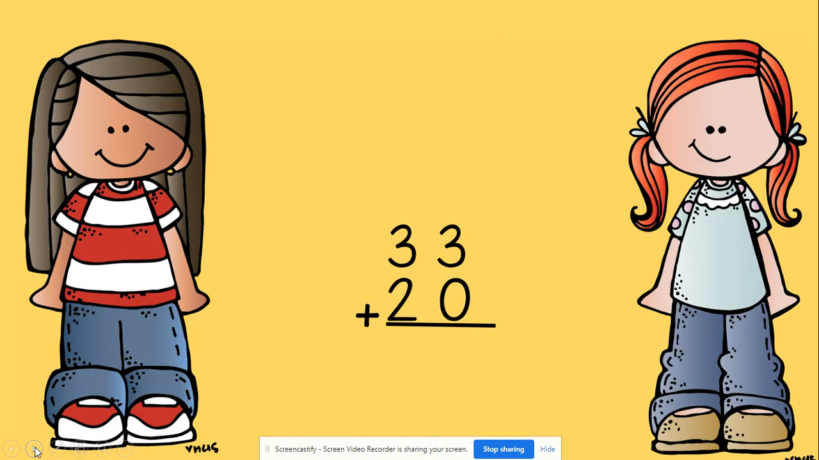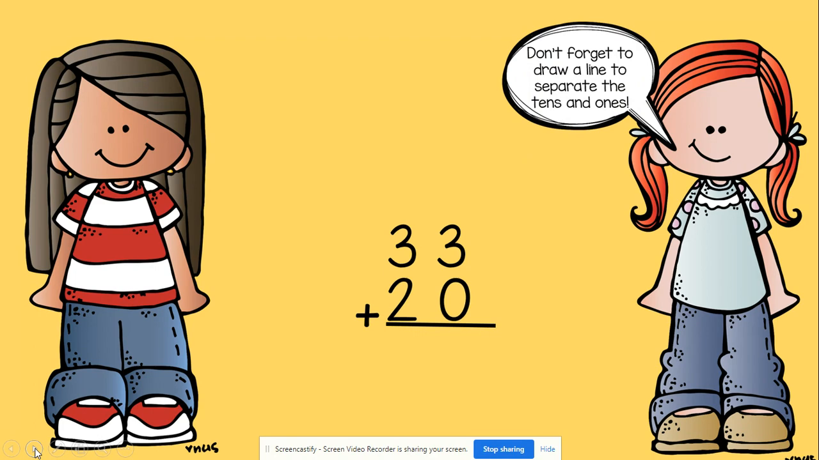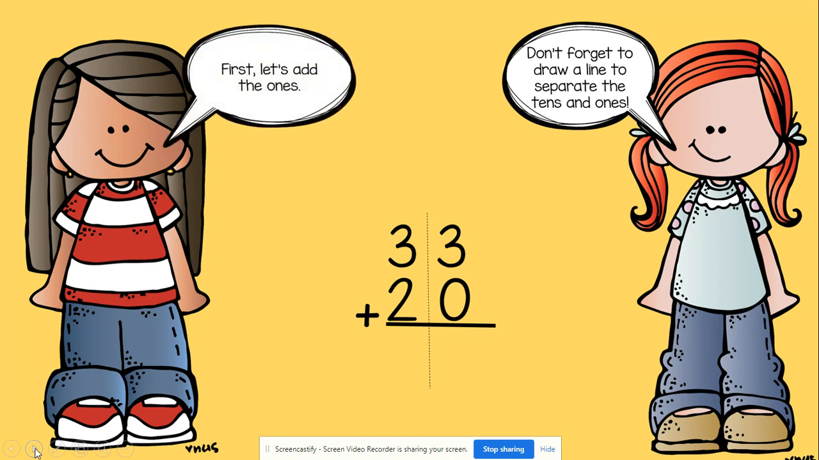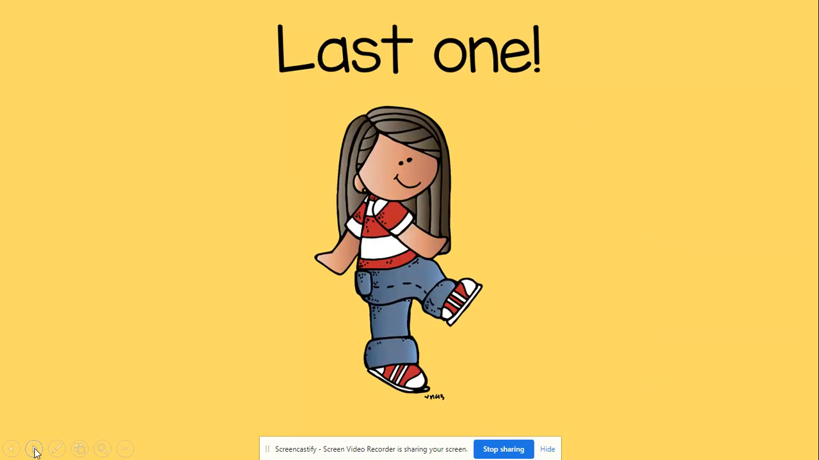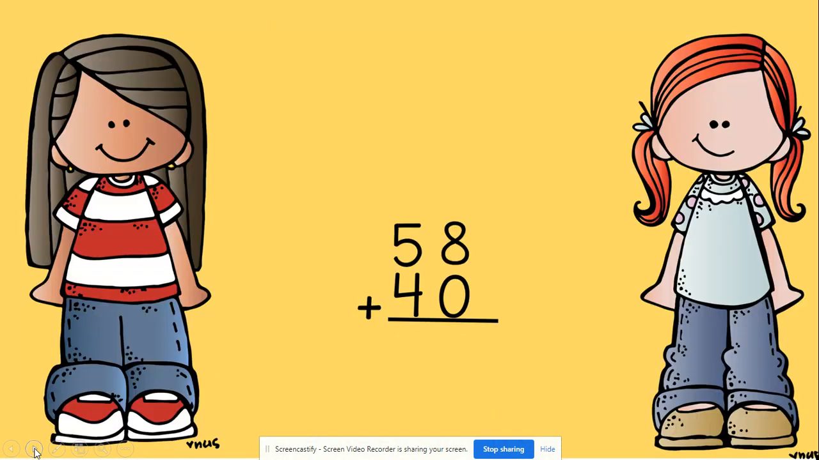Okay, we're going to do another one. Here we go. I want you to write this down. 33 plus 20. Now, what do we need down the middle? If you know, do it now. Don't forget to draw that line. Now we're going to add the ones. 3 plus 0 is 3. Very nice. And now we're going to add the tens. 3 plus 2. 3, 4, 5. 5 tens. Very nice.